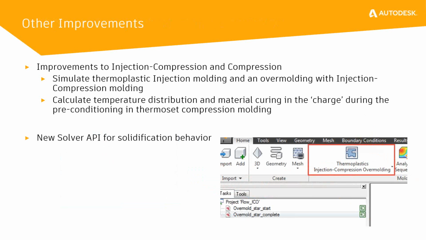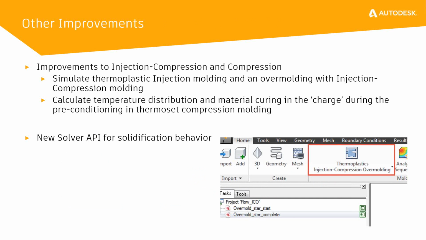We also completed some work on the compression molding side. The first step was support for injection molding combined with an overmolding step. In the prior release, we had compression molding first and an injection overmolding, and we did not support the inverse operation. So now we have the ability to do an injection molding first and do a compression overmolding on top of that.